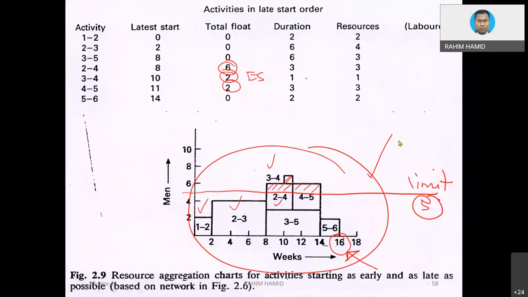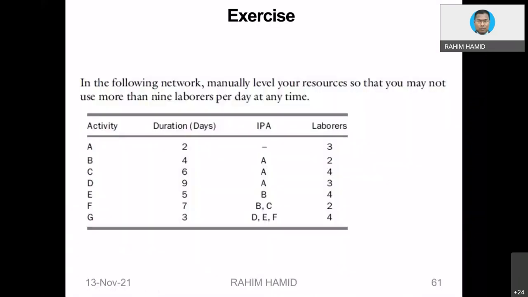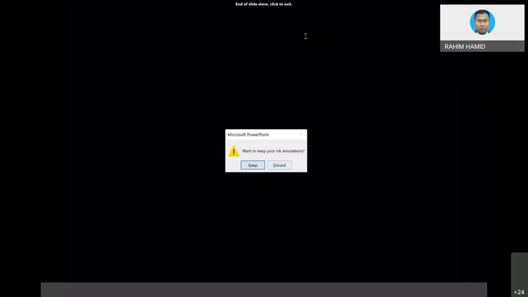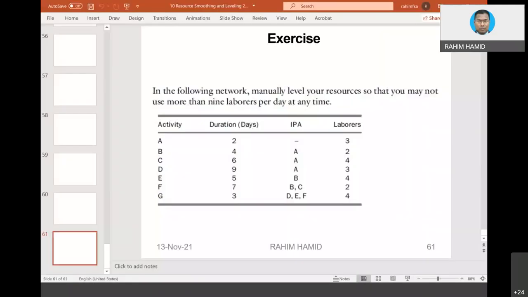So any question so far? So we already completed our first slide. It's a long, long, long slide anyway. Okay, I have a question.